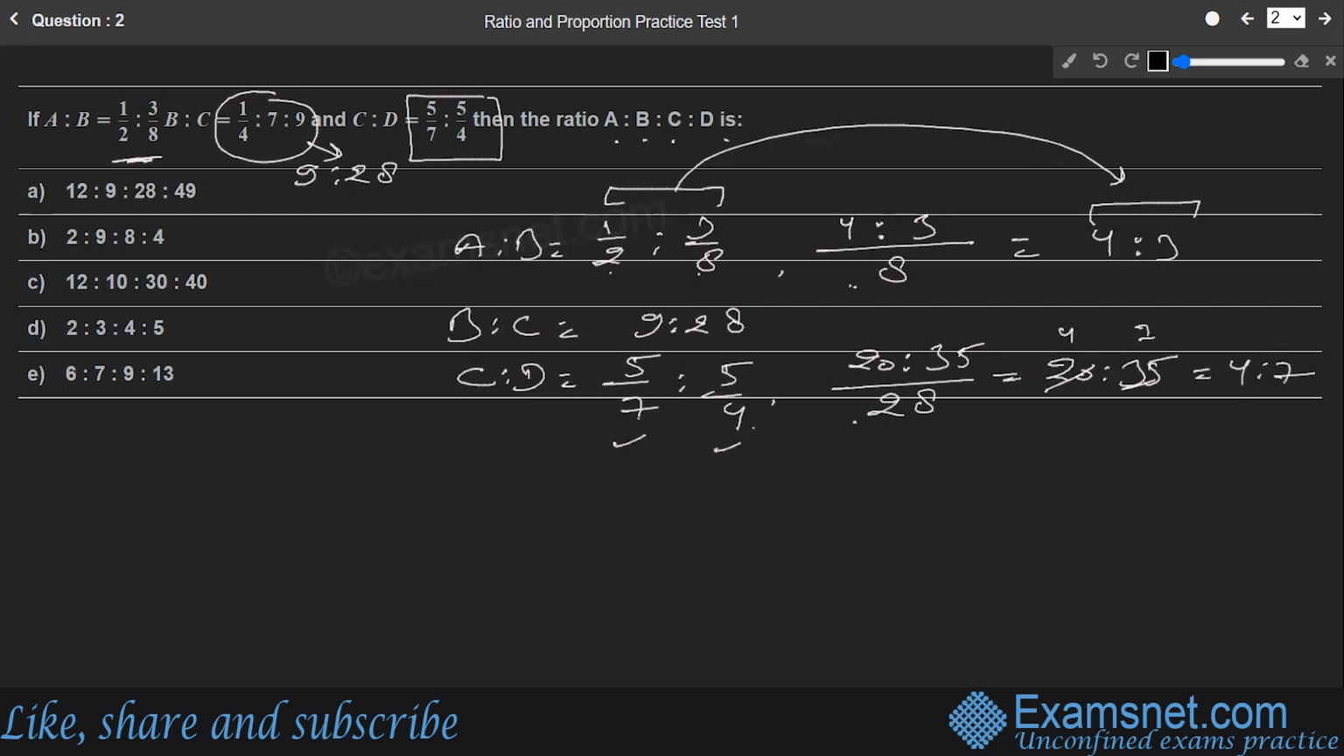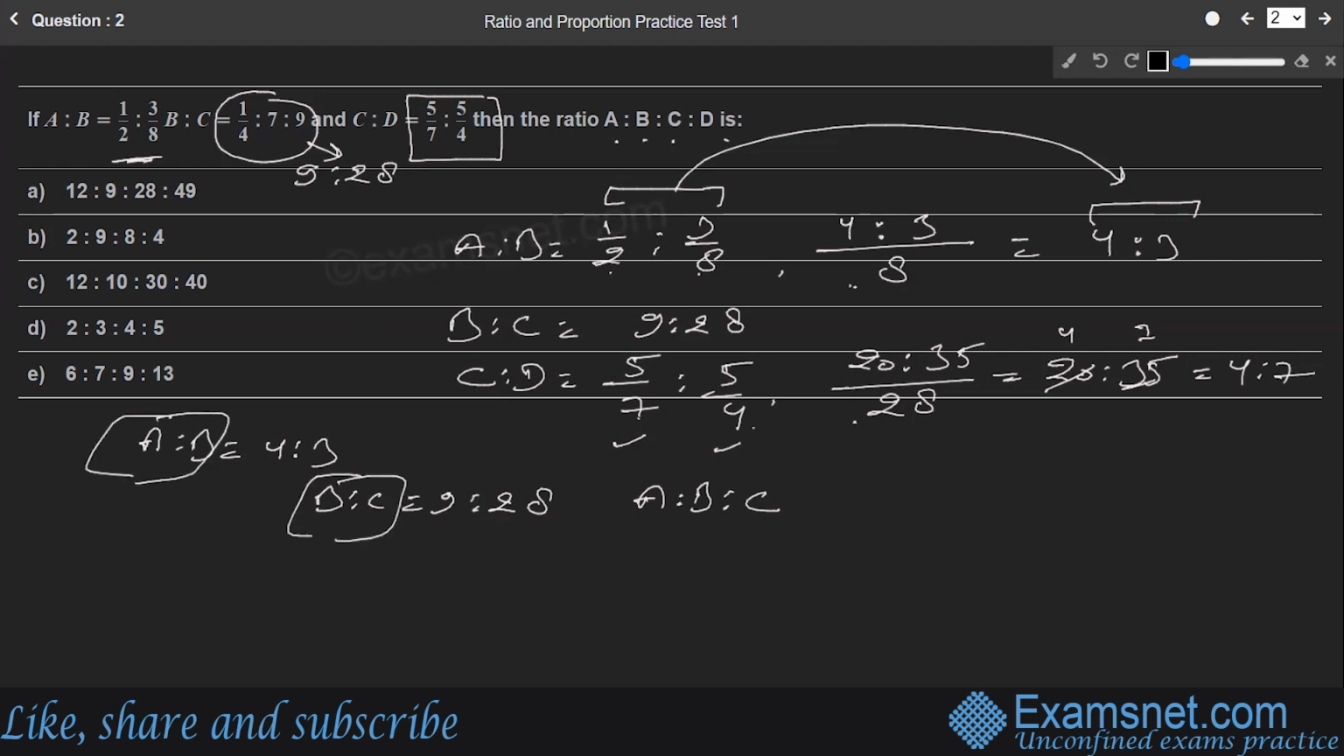Okay, so now we can say A is to B is 4 is to 3, and B is to C is 9 is to 28. Now I am supposed to find out A is to B is to C first. How will I be able to find out A is to B is to C? For that, there is a method available. If you see both these ratios, A is to B and B is to C, there is one letter common, that is B is common.